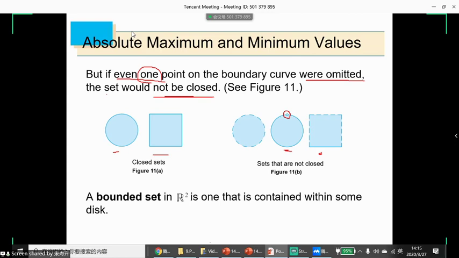Okay. Another definition is the bounded set. A bounded set is one that is contained within some disk. So if here is a set, and we can find some disk that contains this set, then we call it a bounded set.